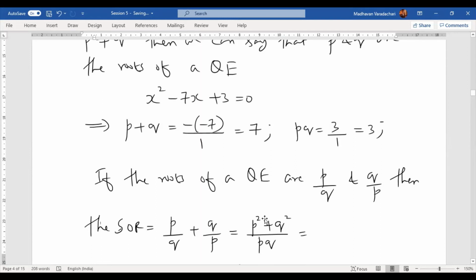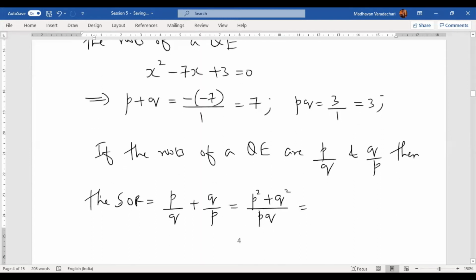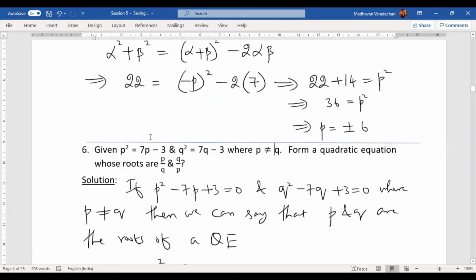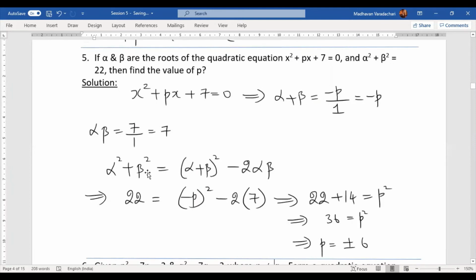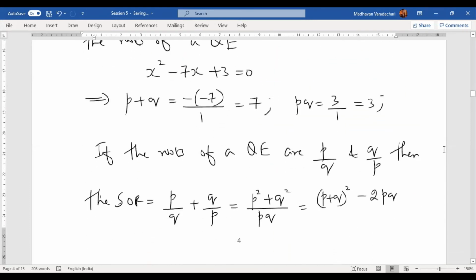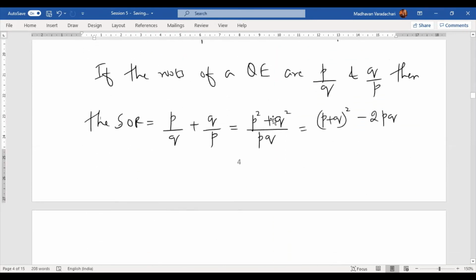And we also know P square plus Q square can be written as P plus Q the whole square minus 2 times PQ. How I wrote this? Same thing what we did with alpha and beta. Somewhere we wrote here, alpha square plus beta square can be written as alpha plus beta the whole square minus 2 alpha beta. Instead of alpha beta, I considered P and Q now. That's all. So I am writing the numerator P square plus Q square as P plus Q the whole square minus 2 times PQ, divided by PQ.